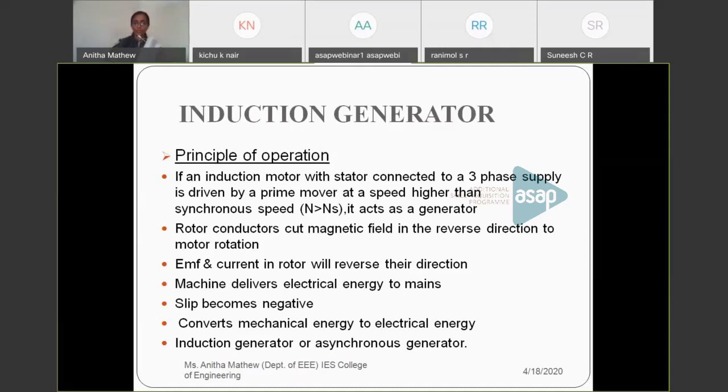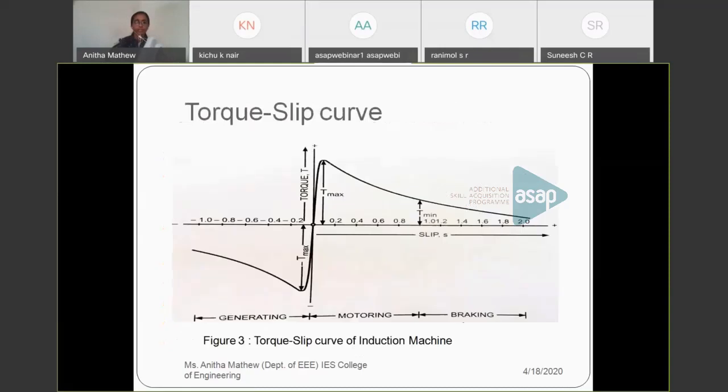Okay. The torque slip curve of this induction machine. Here you can see, in negative slip it has a generating mode of action, and in positive slip, motoring action, and after slip equal to 1, braking action will happen. Slip equal to 1 means N equal to 0.